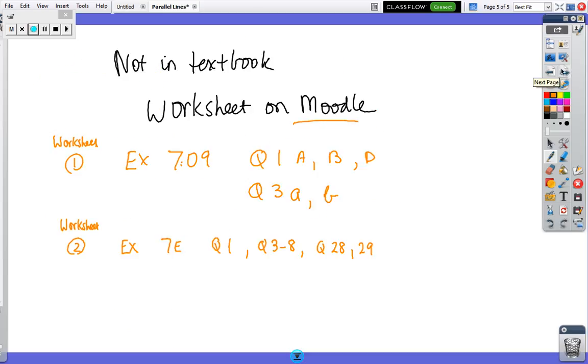So there's not much in the textbook on parallel lines, so I'm going to have 2 worksheets on Moodle. The first one is exercise 709, just have a go at those questions, and the second one, exercise 7D, have a go at those questions.